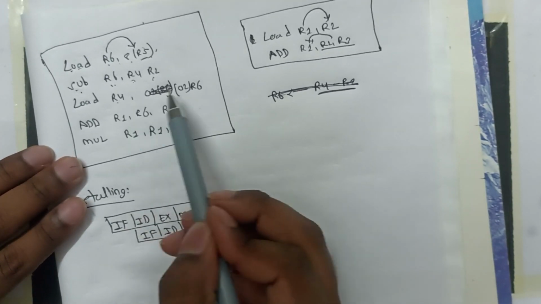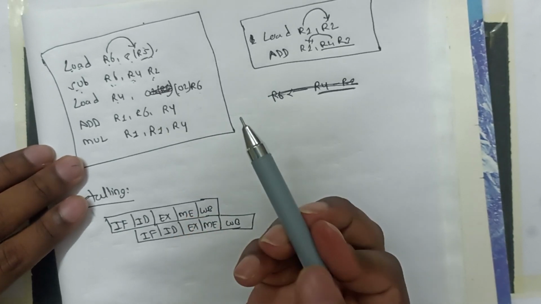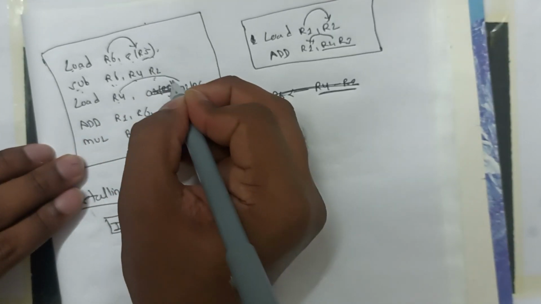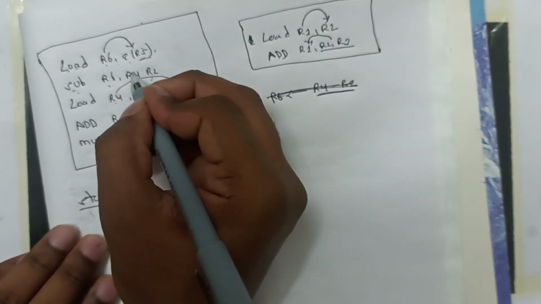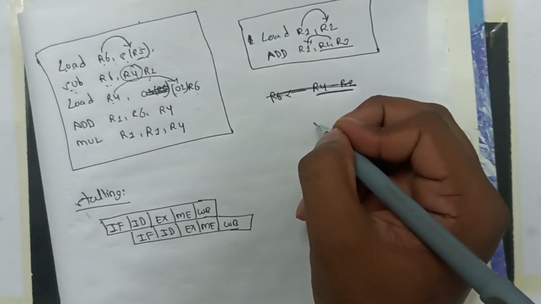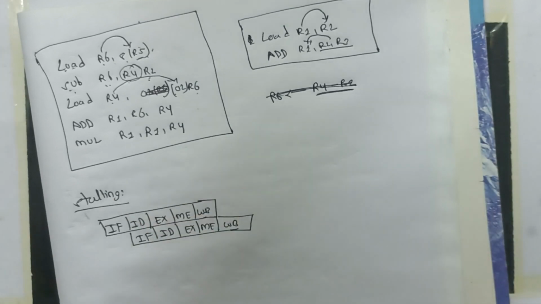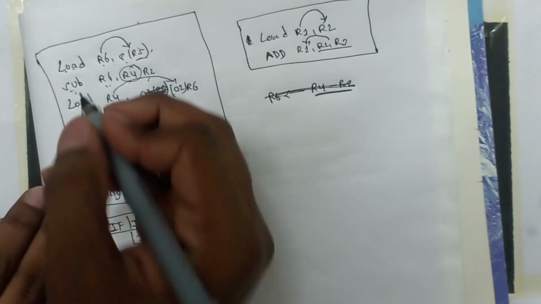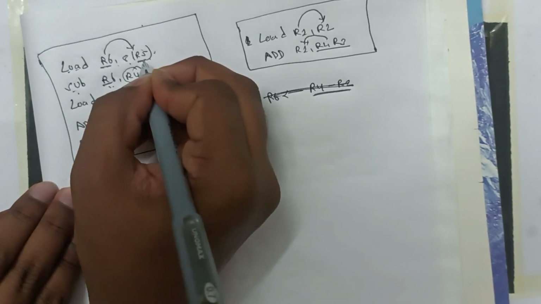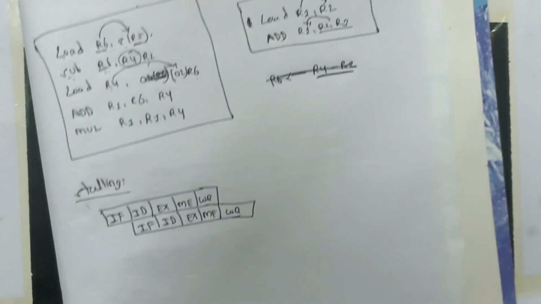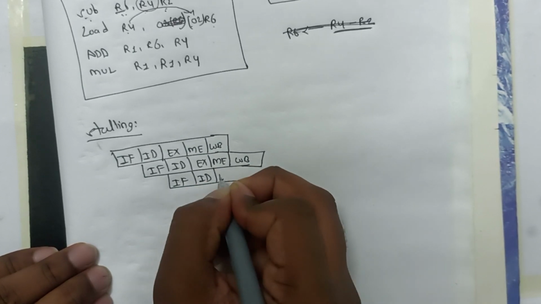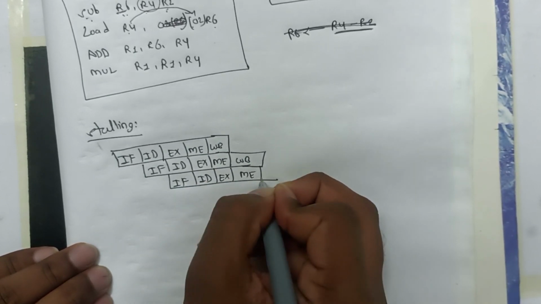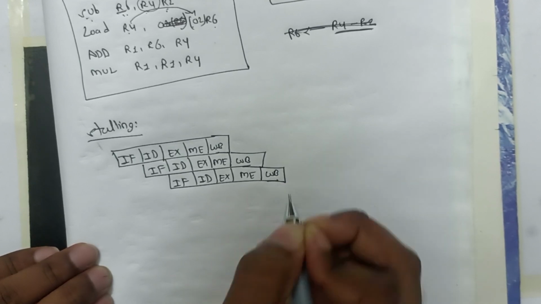Then what is the question? Load R4 to R6. It means load the value of R4 in R6. Is there a dependency on R4 before that? No. You may say there is an R4, but no, because R4 is only changed when a value is stored in R4, and here the value is stored in R6 and R5. So there is no dependency. So we simply do IF, ID, EX, ME and WB.